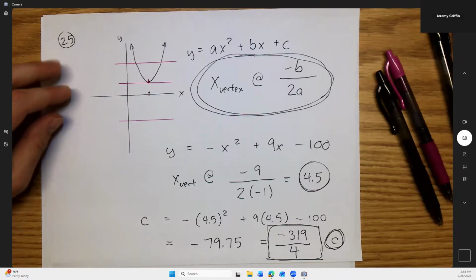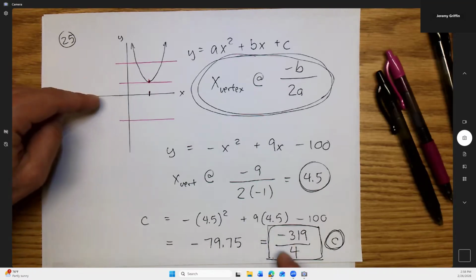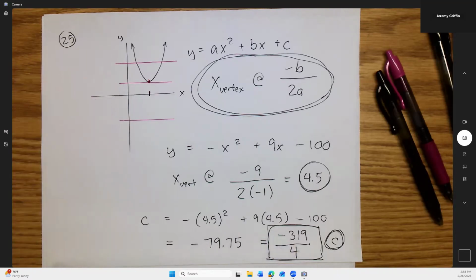This picture is an abstract general representation because that's definitely not a negative y value, but you guys get the idea.